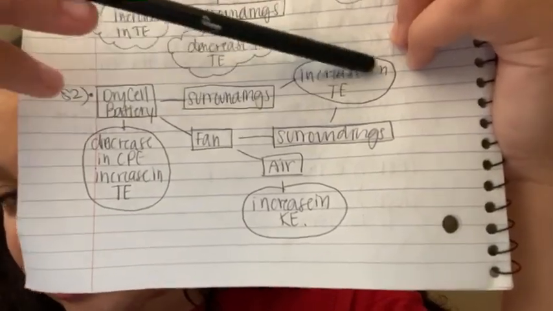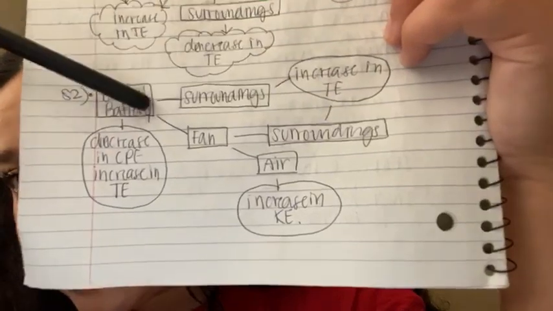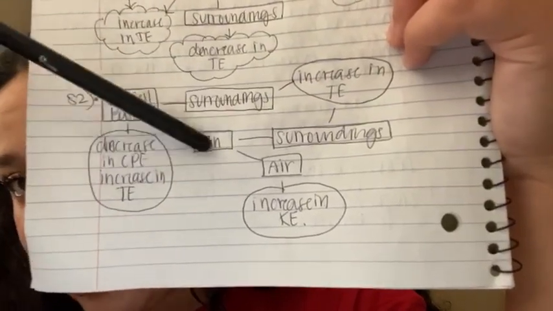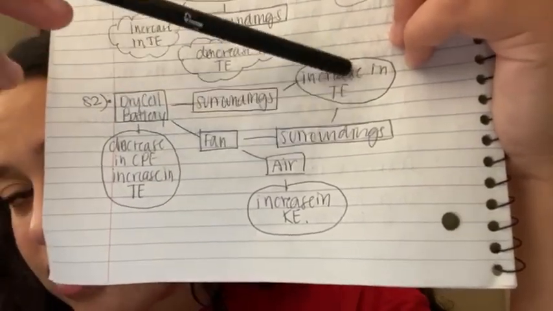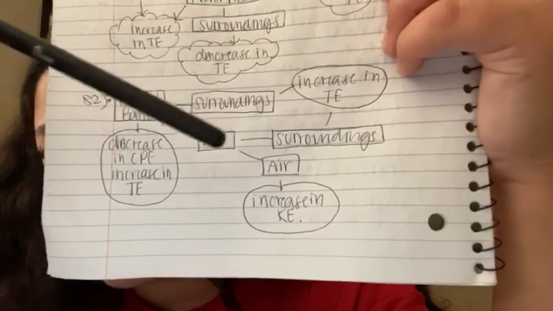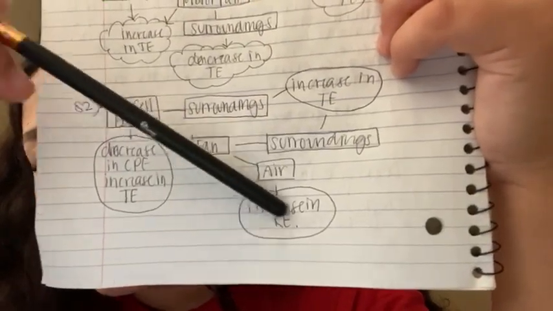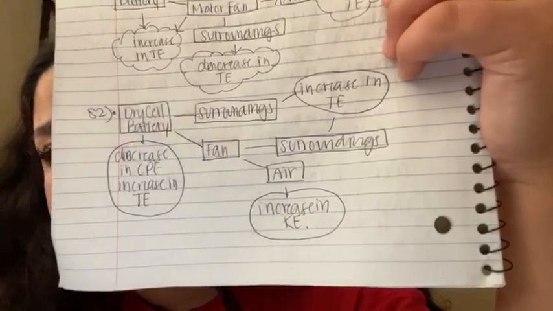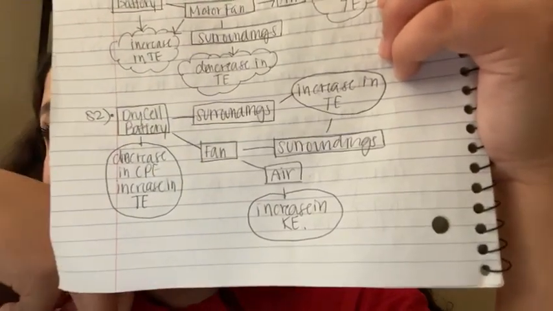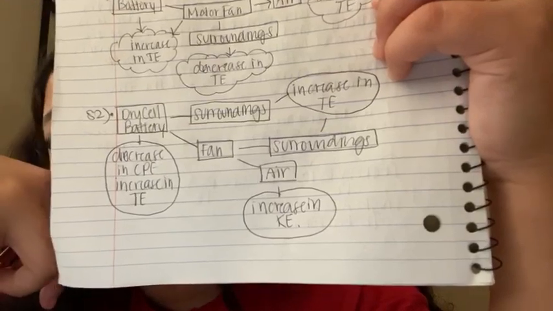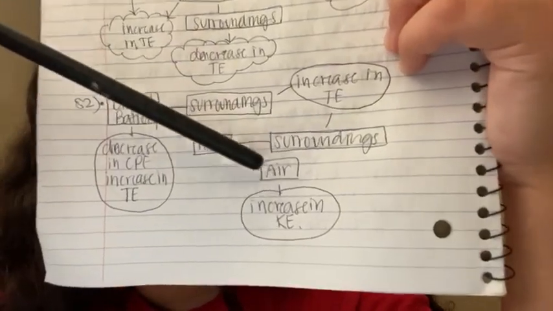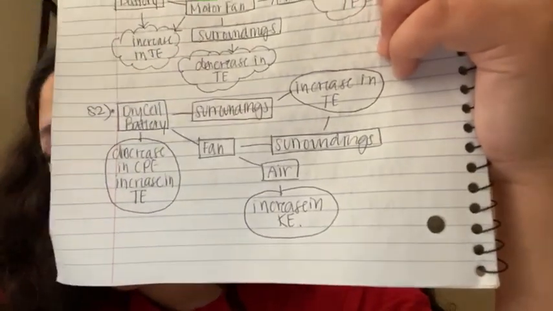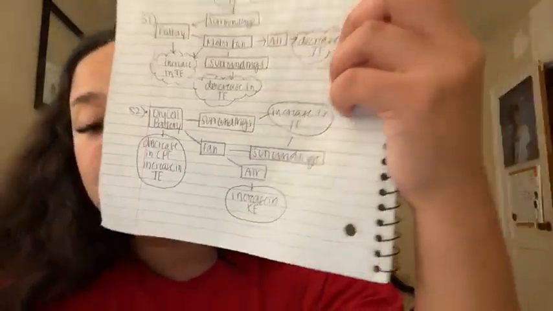The surroundings are still increasing in thermal energy because it's working off the steam from the battery. The fan surroundings are also increasing in thermal energy because the fan is still running, and the air is increasing in kinetic energy, forcing it to go faster. And if it's already at a constant speed, then that means that the air is decreasing in thermal energy because the fan is already spinning fast enough for it to be in a cooler state. And that is all for activity 5.